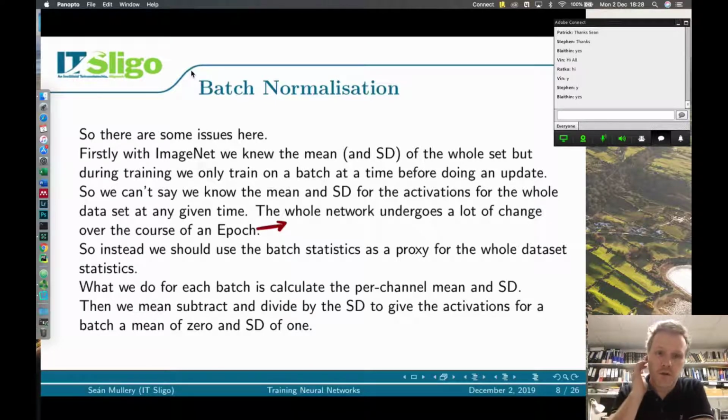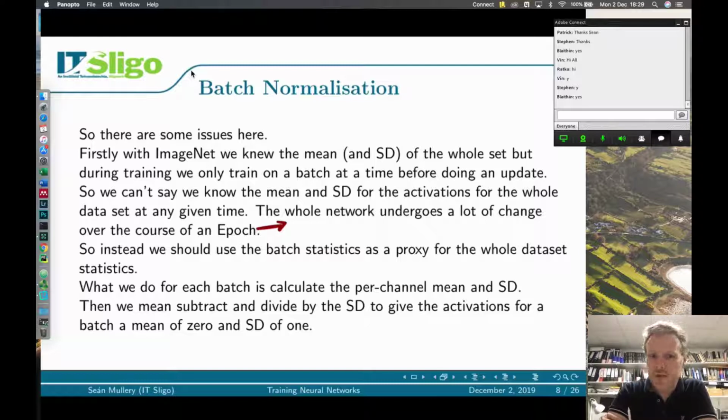So what we do for each batch is calculate a per channel mean and standard deviation. By per channel, RGB would be 3 channels, but if you go into the next layer of a network, you might have 256 filters, and therefore that would be 256 channels. So I use the word channel or filter or feature. They're just other names for each other. So you basically calculate it along each feature.